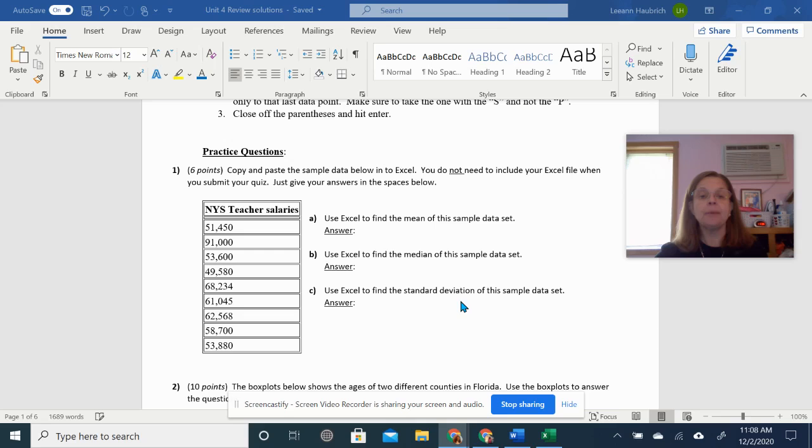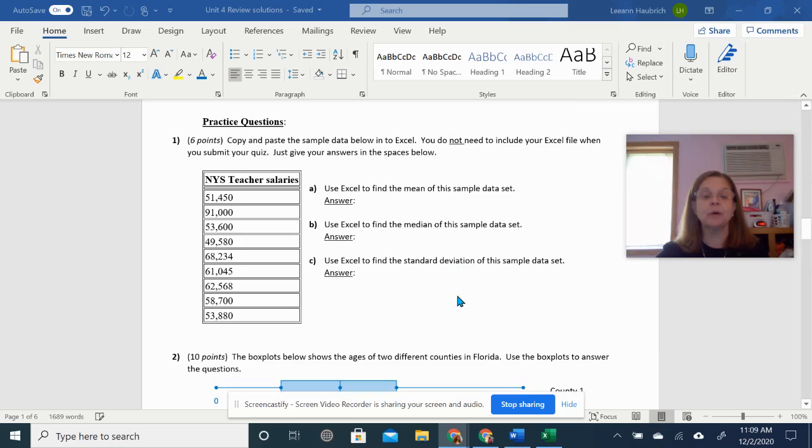So it says copy and paste the sample data below into Excel. You do not need to include the Excel file when you submit your quiz. Just give your answers in the spaces below.